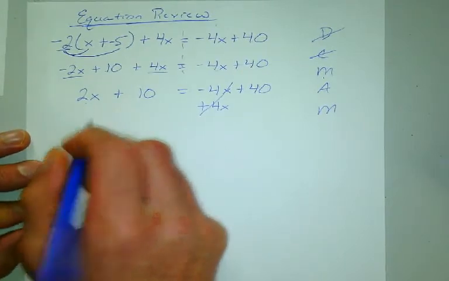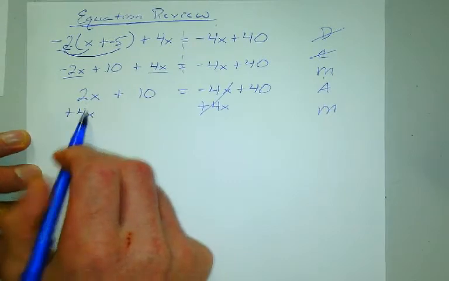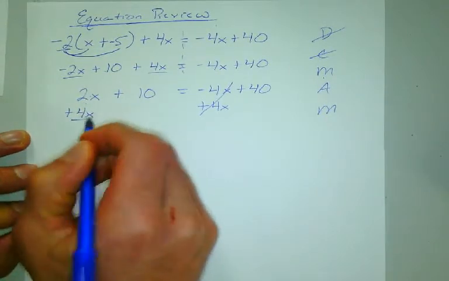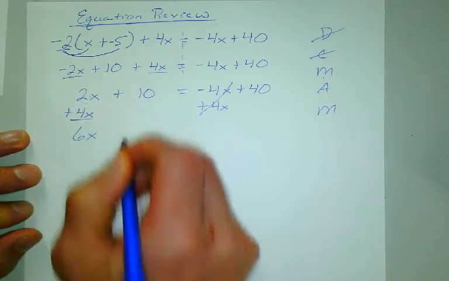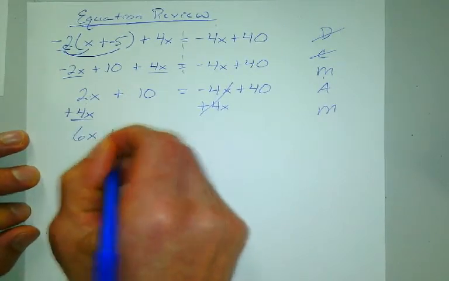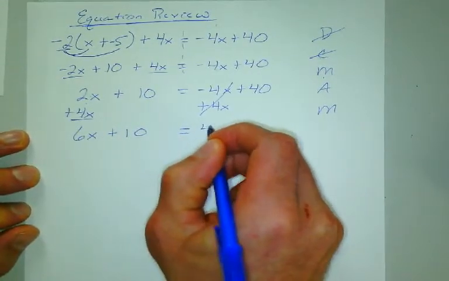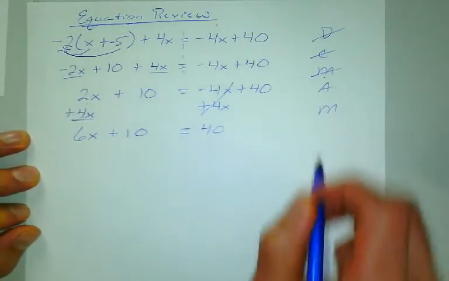Now we also have to add 4x to the left side, and we make sure we add it to the x term. 2x plus 4x gives us 6x. Now we're going to carry down everything that we haven't touched yet, so +10, equal signs. On the right we have 40. Right, that was our moving.